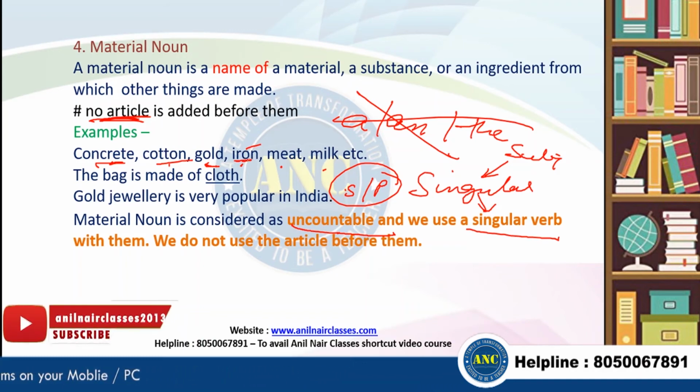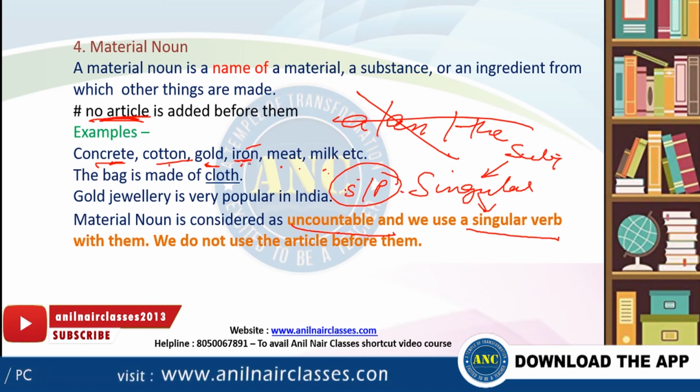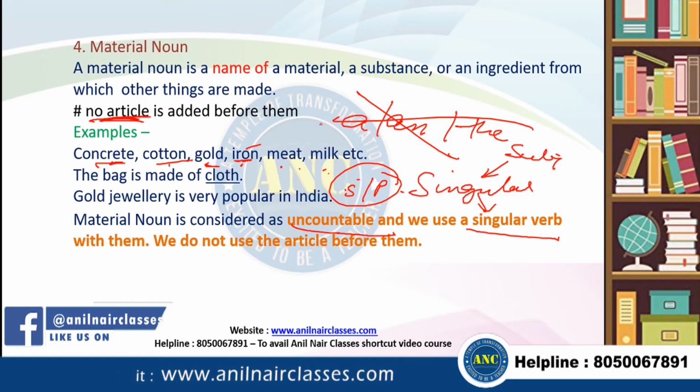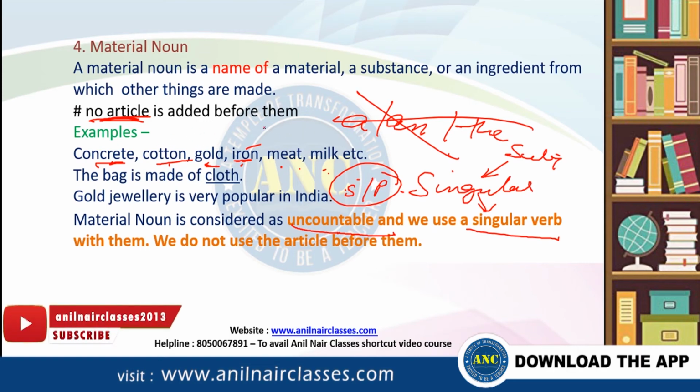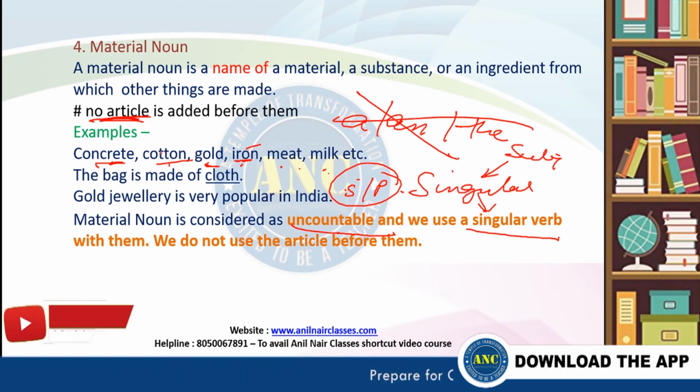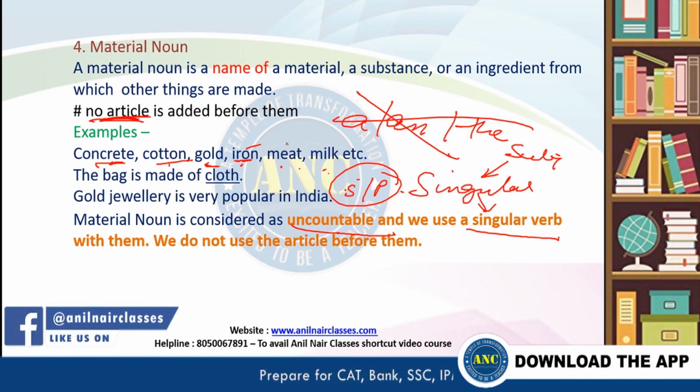But we cannot put an article a, an or the. Just now I said "using the iron." That's wrong. You can say, we use iron to prepare a lot of things, or we use gold to prepare jewelry. Cotton is used to prepare clothes. Concrete is used to prepare certain items. But we cannot say a, an or the before them.